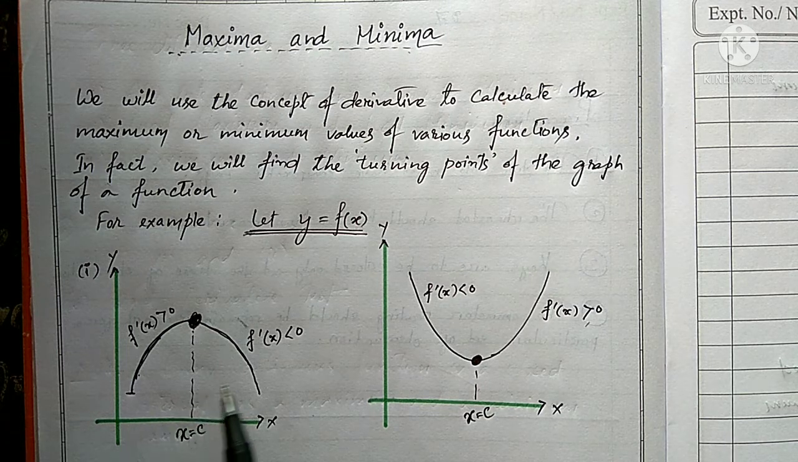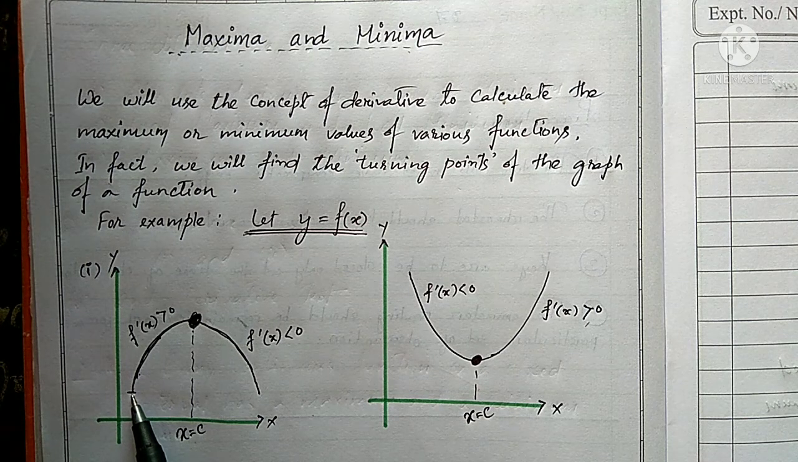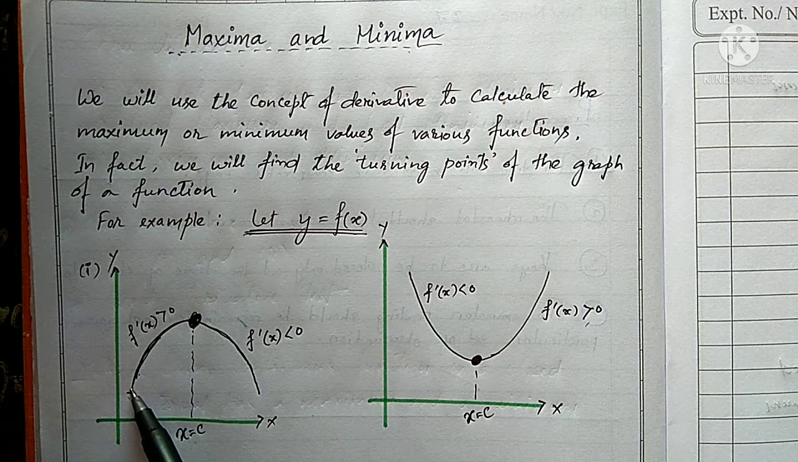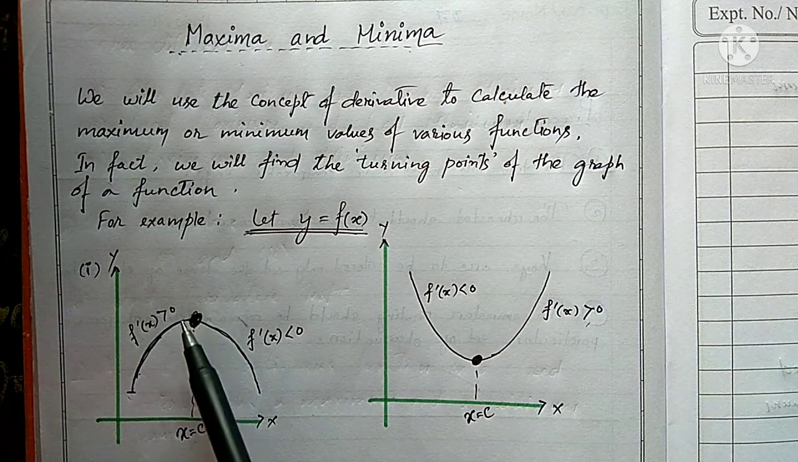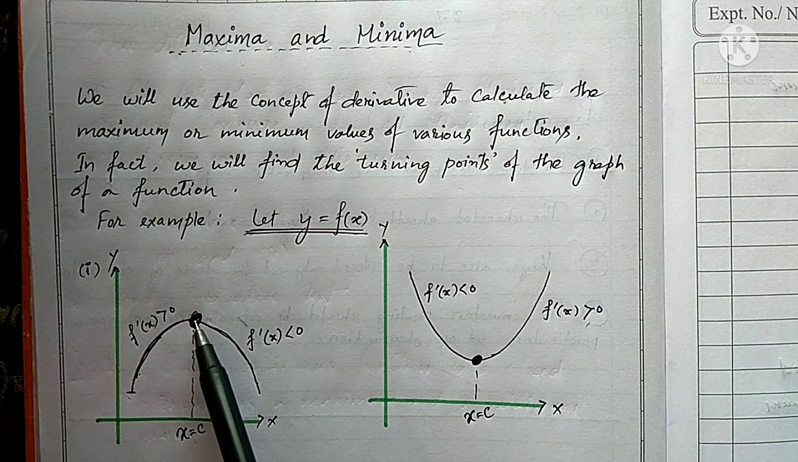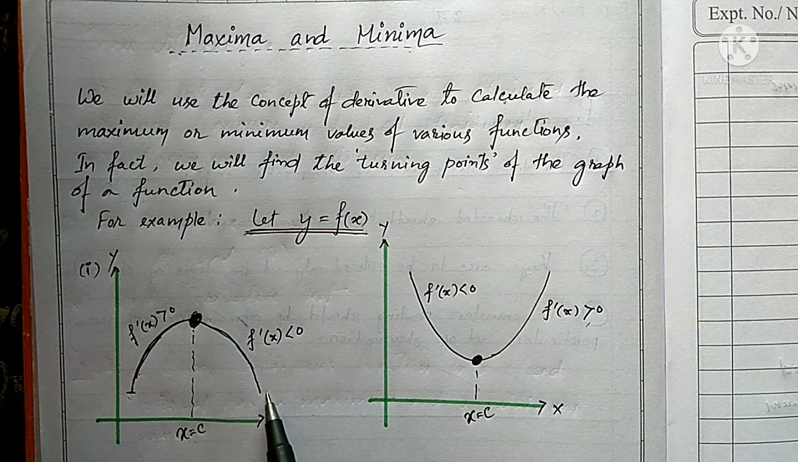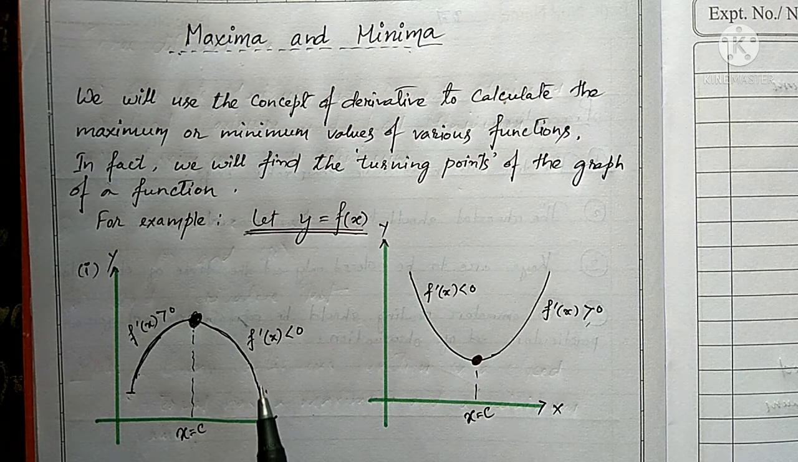For that, when we draw a graph, we count the graph from the left hand side. Is it clear? When we count the graph from the left hand side, the graph is increasing here, and after this point, the graph is decreasing here. Is it clear? The graph decreases.